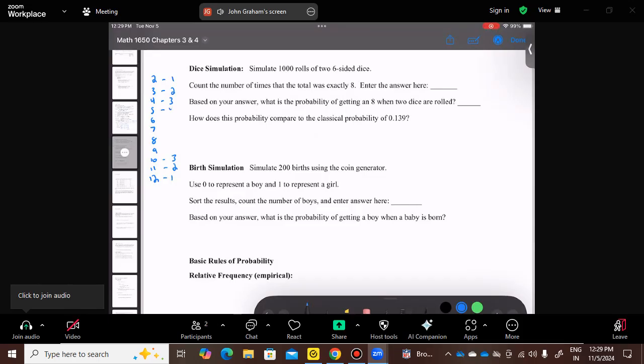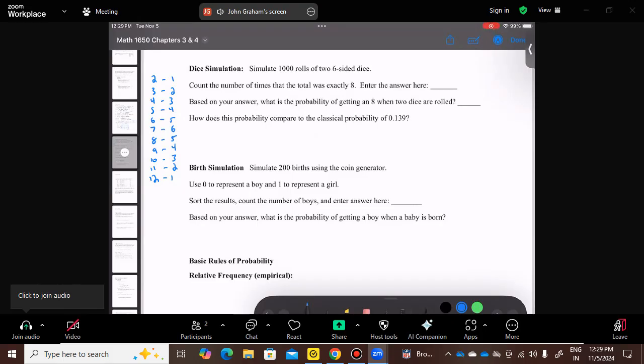For 5, there's 4 possibilities. For 6, there's 5 possibilities. And 8, there's 5 possibilities. And for 7, there's 6 possibilities: a 4 and a 3, a 3 and a 4, a 2 and a 5, and a 5 and a 2, 1 and a 6, and a 6 and a 1.